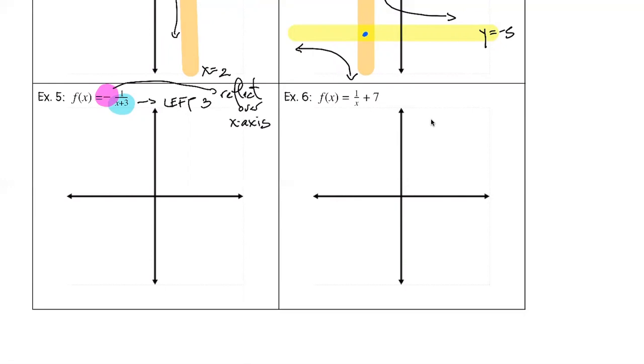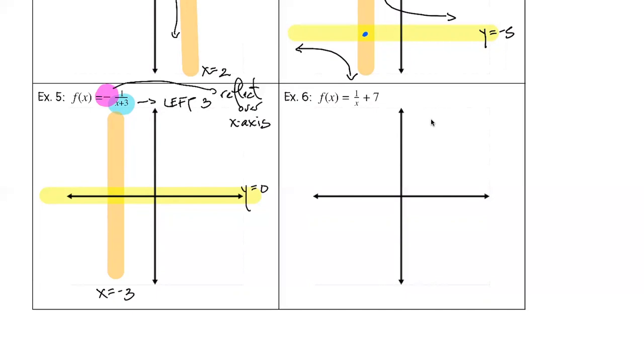So let's sketch in our vertical asymptote first, because that's what moves when we shift it to the left 3. So our vertical asymptote is going to be somewhere around here, and we'll label this as x equals negative 3. Now we're not moving up or down any, so our horizontal asymptote stays exactly where it is, and we can label this y equals 0.